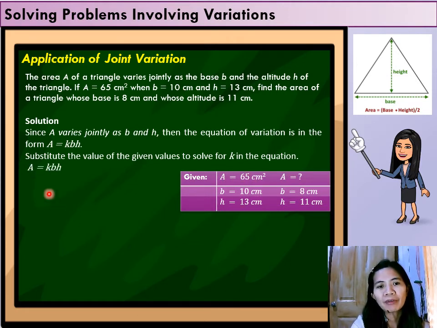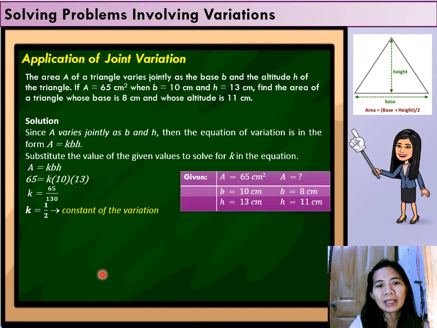Okay, so we have here the equation. Substitute. The value of A is 65 equals K times 10, the value of base, times 13, the value of H. Then, simplify. 10 times 13 will be 130. So we divide both sides of the equation by 130. So we have 65 divided by 130. Then simplify, K is equals to 1 half. That will be the constant of variation.